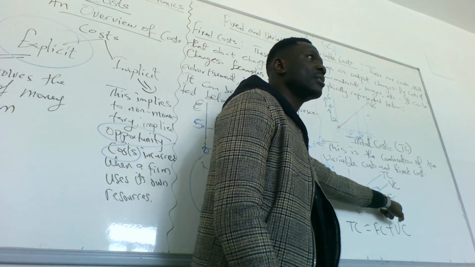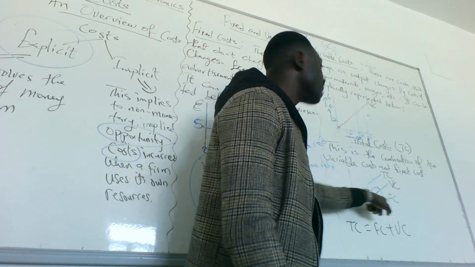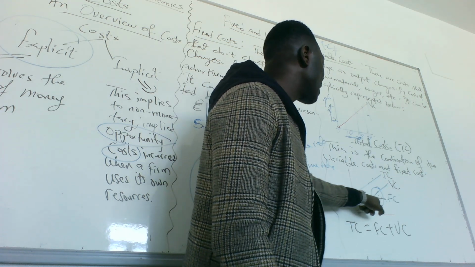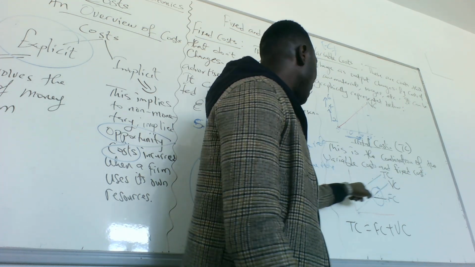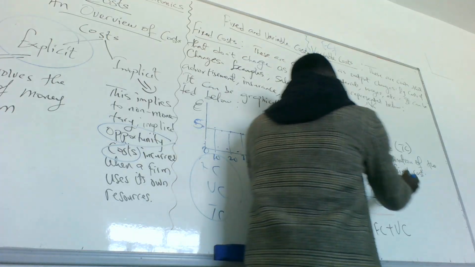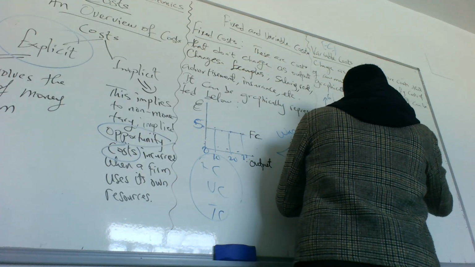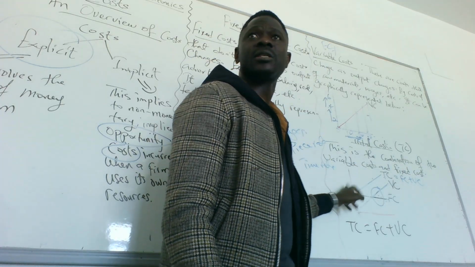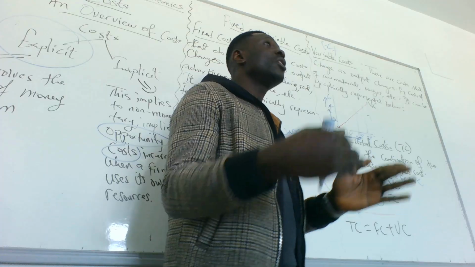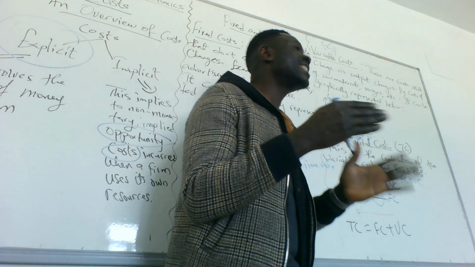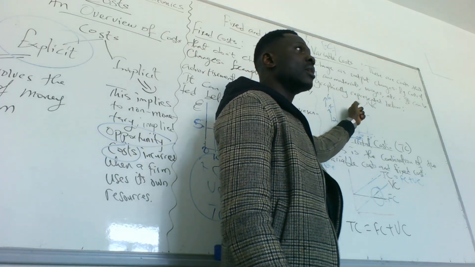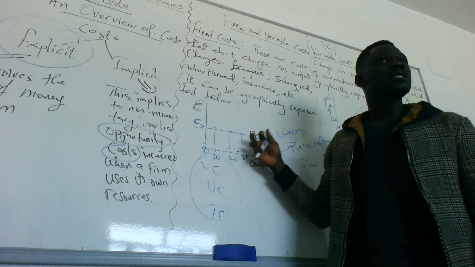Fixed cost is constant. At every level you pay the same. But variable cost at 0 you pay nothing, but as soon as your output increases, you pay more. So that's your total cost, because total cost is FC plus VC. So in the exams, I might ask you to draw a graph representing a total cost, variable cost, or fixed cost.